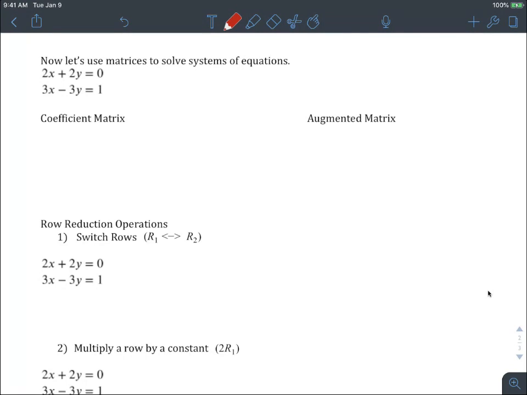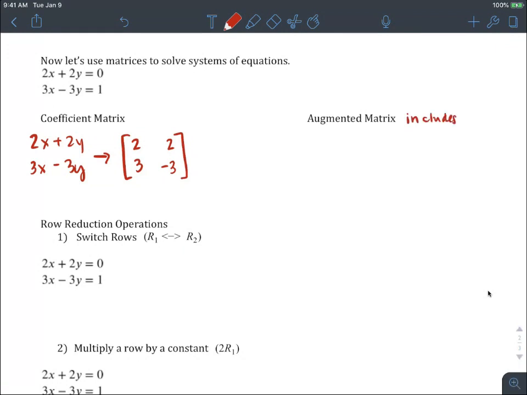So what we do is we take this part, 2x plus 2y, 3x minus 3y, and we go ahead and write only the coefficients in front of the x's and the y's. So that would look like 2, 2, 3, negative 3. Okay. An augmented matrix includes the constants.